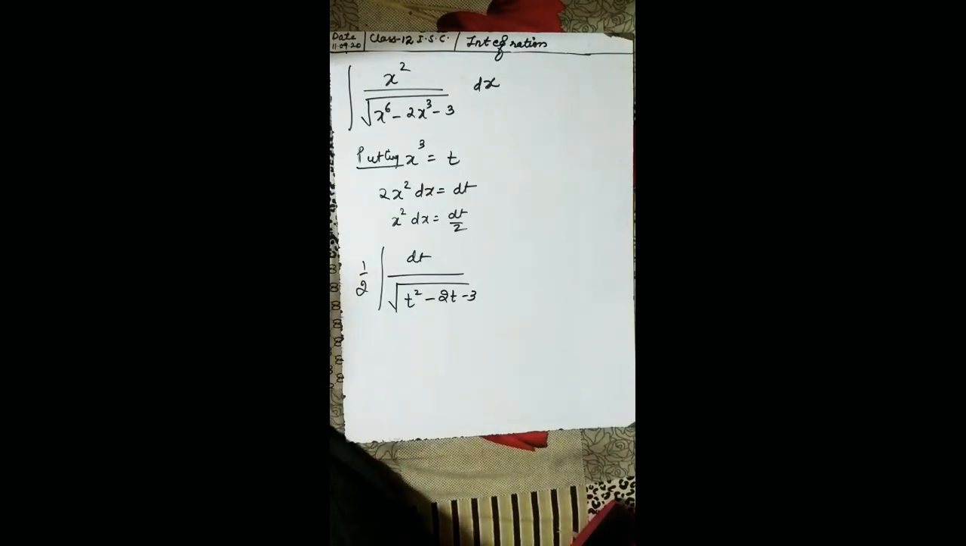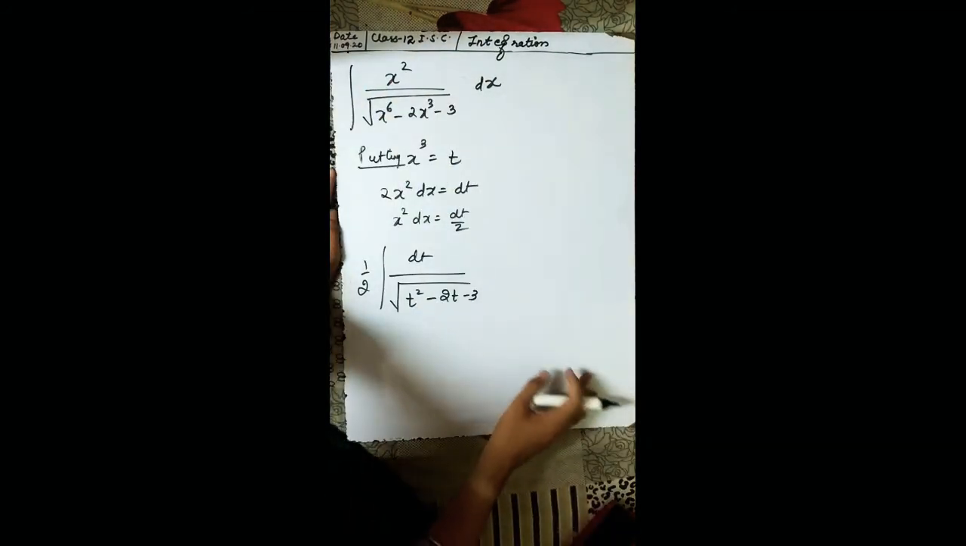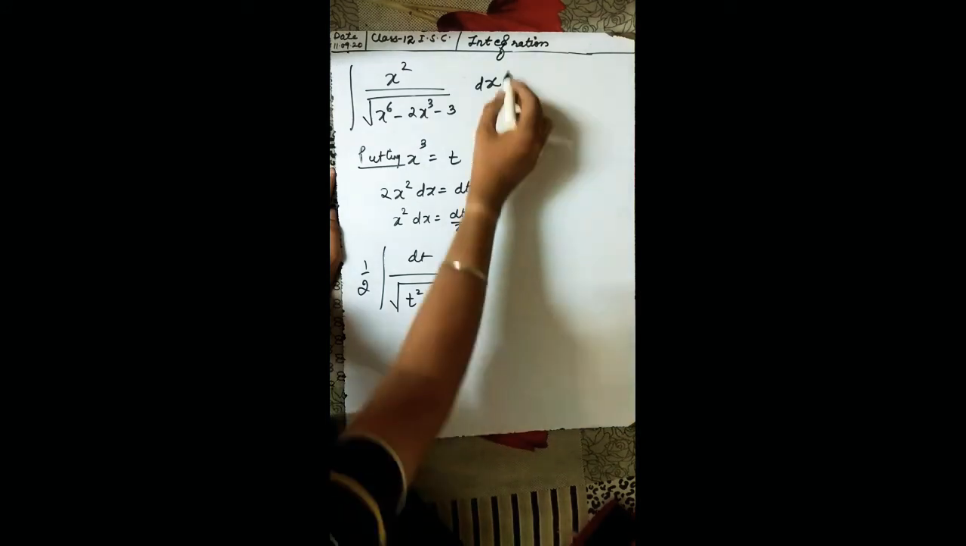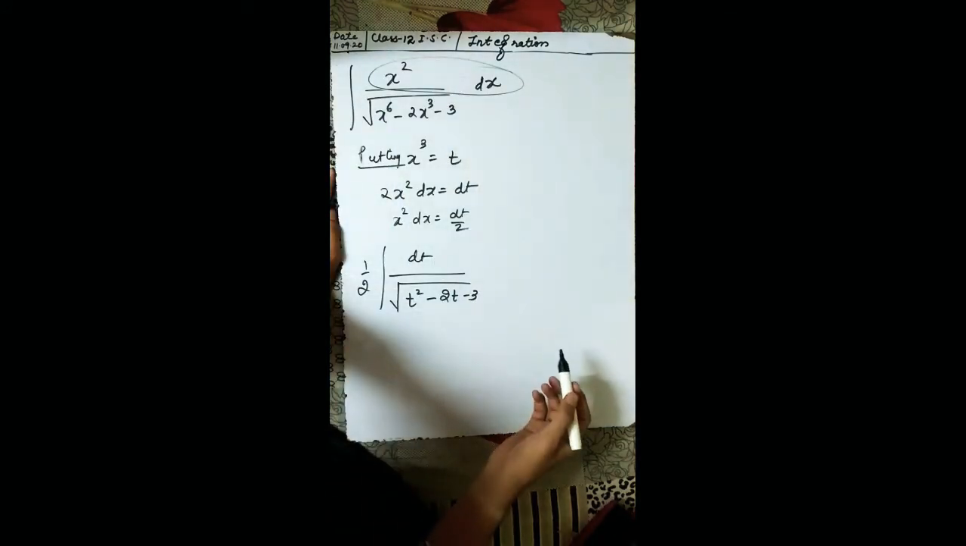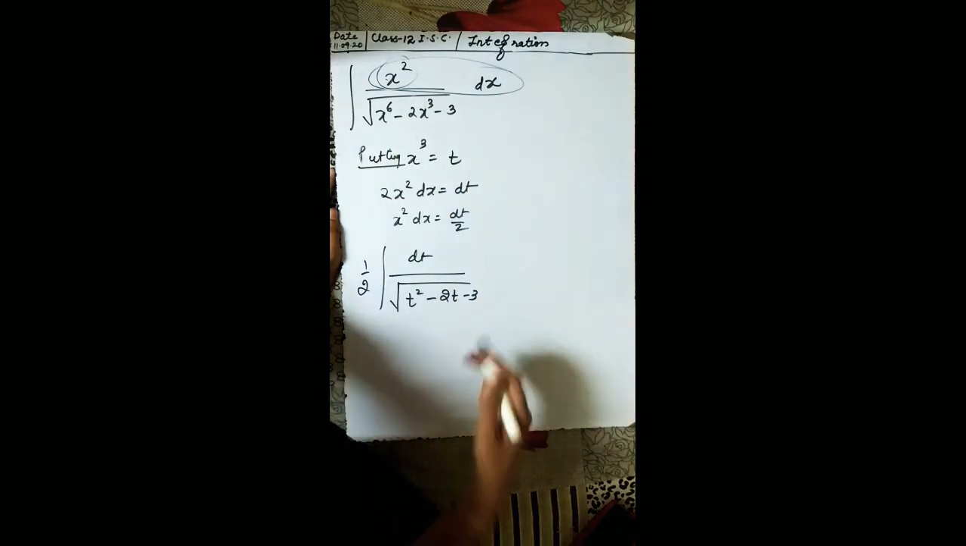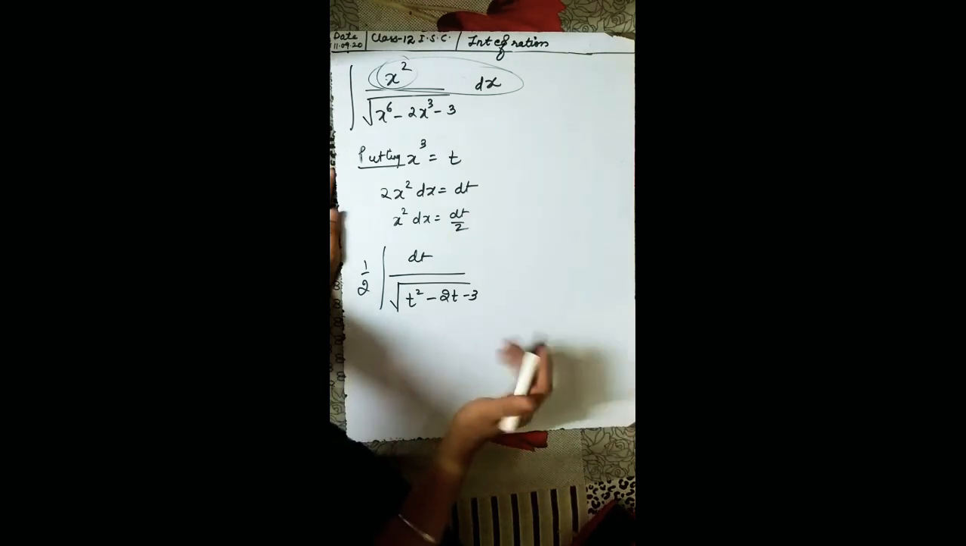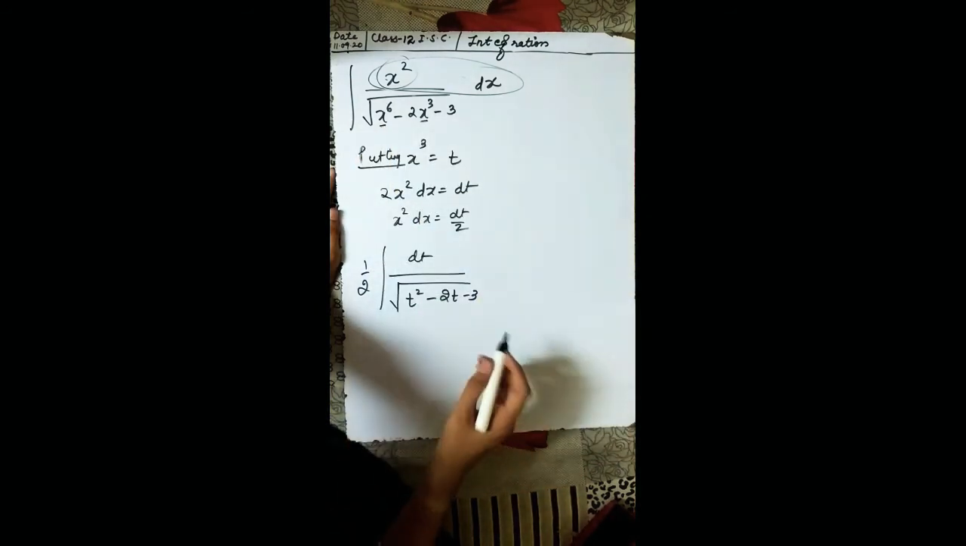Like if you come to this question, it is the last question of exercise 8.8. It says integration of x square upon under root x to the power 6 minus 2x cube minus 3 dx. Now what to do in this question, you would be thinking. So as I told you, this thing should be replaced with dt. So to replace this thing, that means you want x square. So how will you get x square? On differentiating x cube, you will get x square, no? And in the denominator, you have something like that.